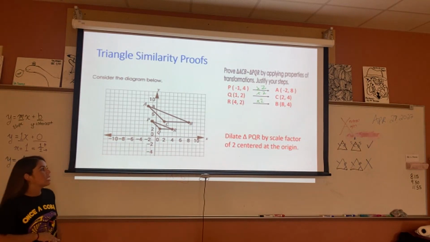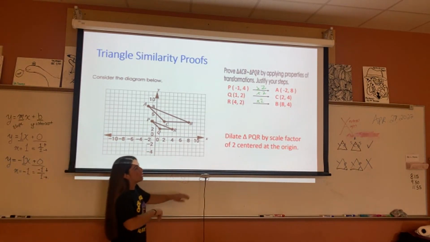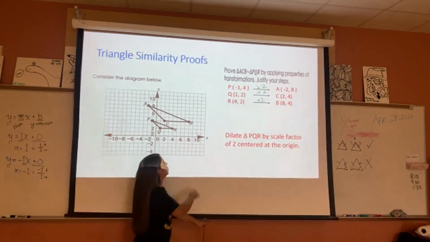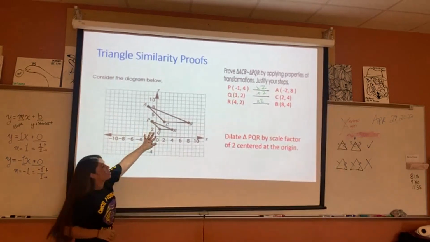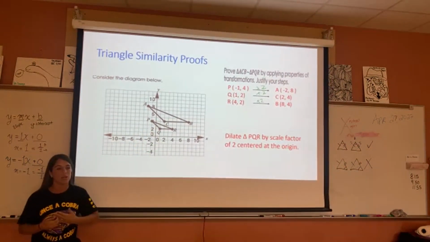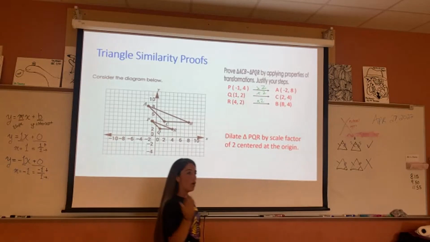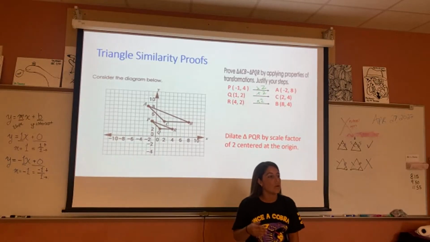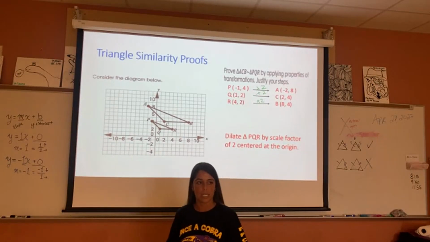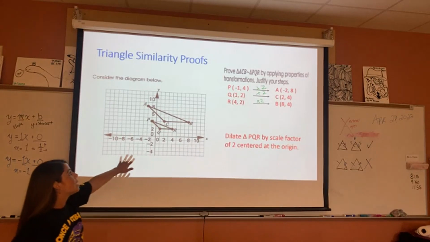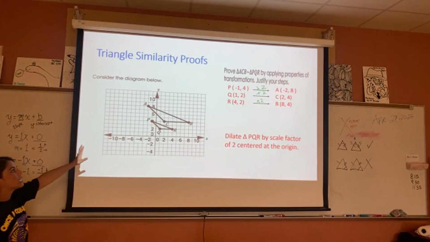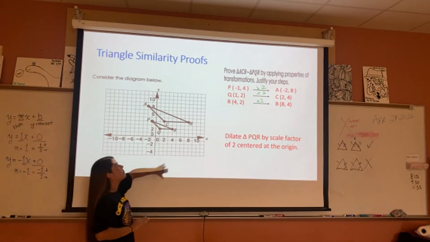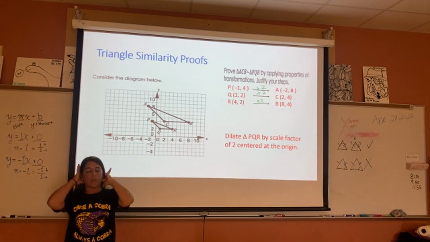At the end, when it says that it's centered at the origin, being 0, 0, just right here, we always assume it's 0, 0 unless they tell us otherwise. I know I normally say don't assume in math. This just tells me that triangle ACB is twice as big as triangle PQR.